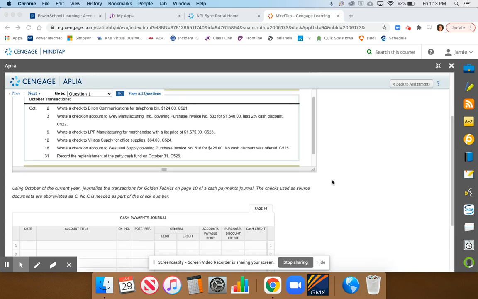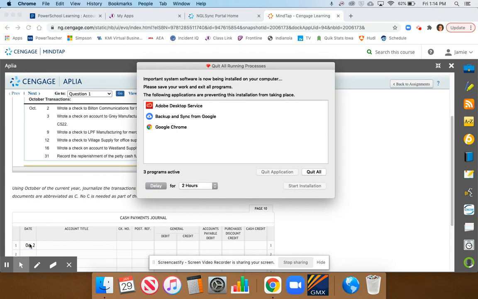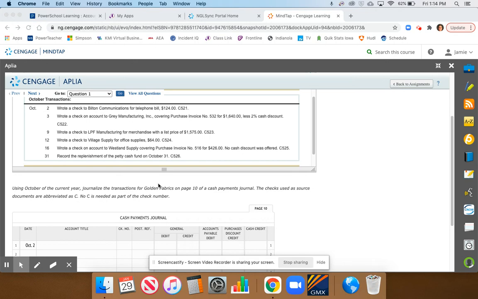For Work Together 9-4, we're going to be doing 6 transactions in the cash payments journal for October. So our first transaction on October 2nd, we are going to be recording the transaction for paying for the telephone bill to Built-in Communications. So the telephone bill, that is called utilities expense.